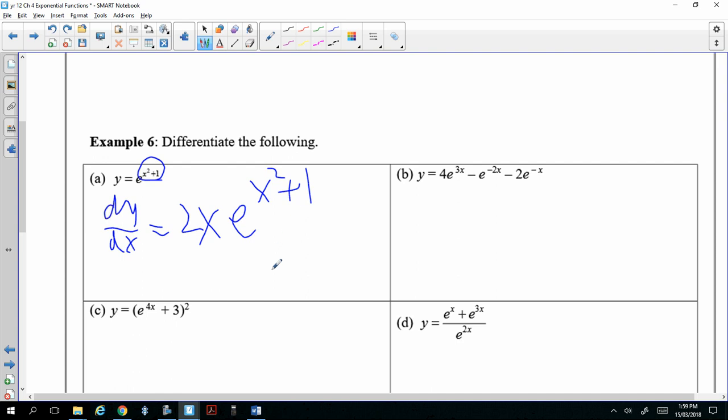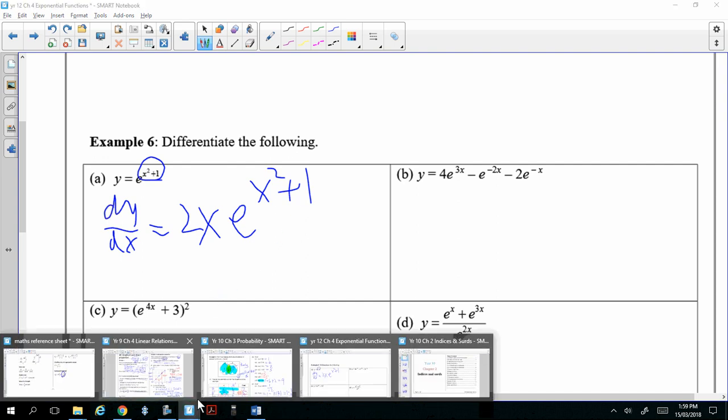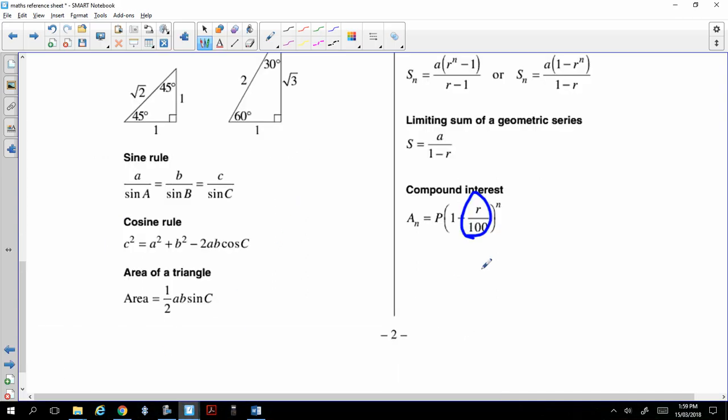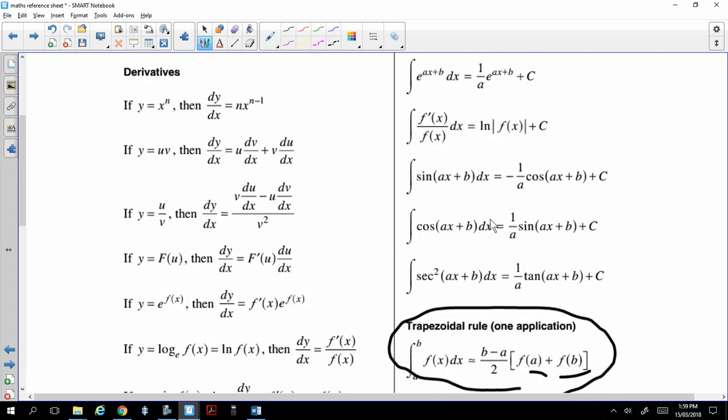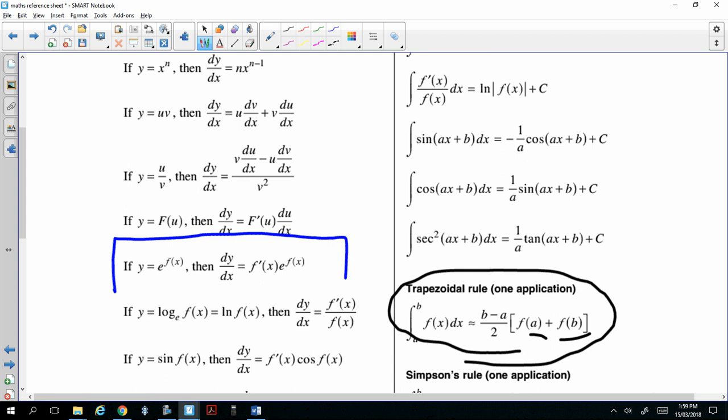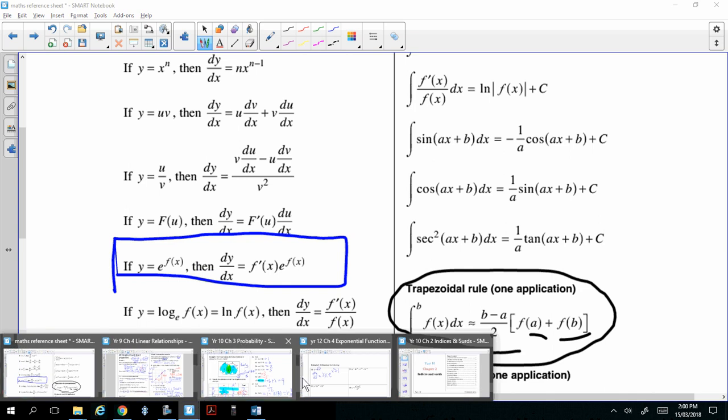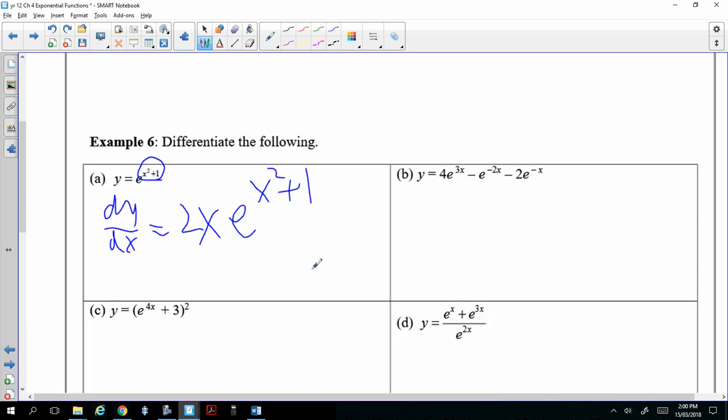Actually, I do want to say something. There is the formula sheet. If you go to your formula sheet, this is on the formula sheet. Yep, it's right there. That's on the formula sheet. So it's given. If you forgot, you can always look there. Let's go back. All right, that's the answer. Differentiate the power times itself. Easy enough. Let's do the next one.